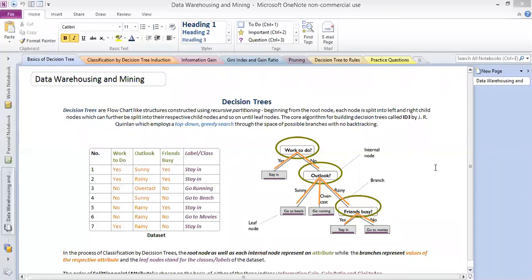Hello, good afternoon, everyone. This session is over decision tree based classification. Like we were earlier discussing, classification is a type of supervised learning technique where the data set is available for you along with the labels.